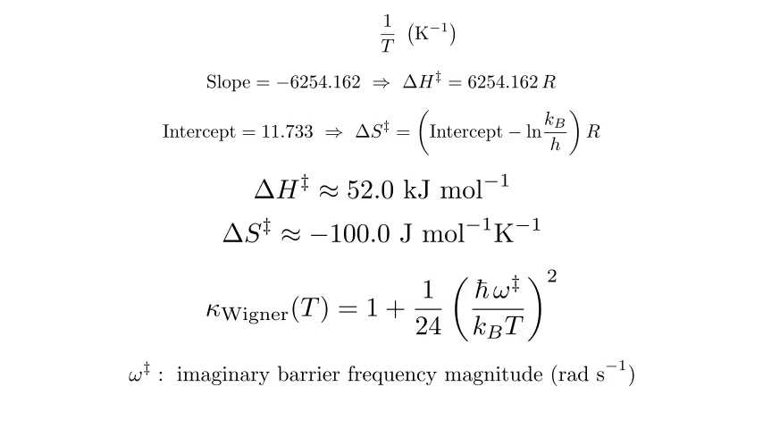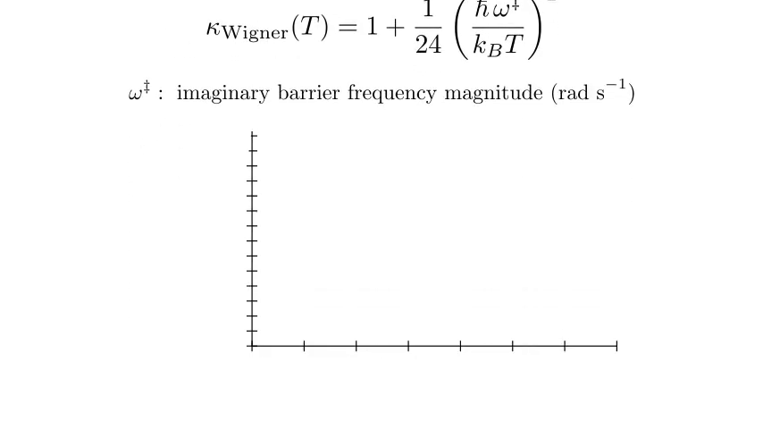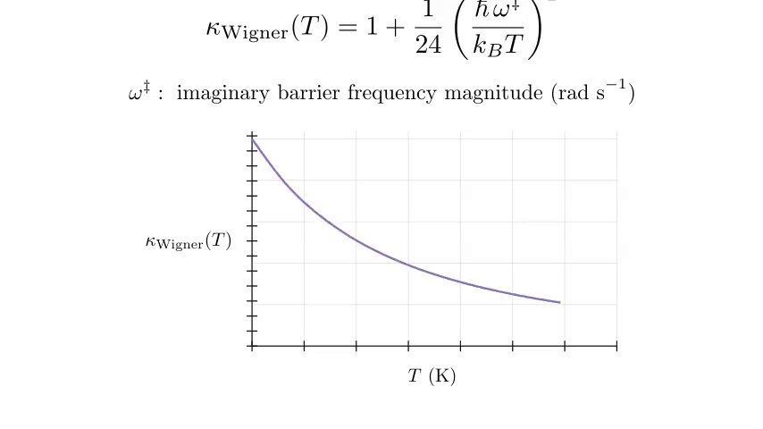Let's quantify the size of tunneling. We plot kappa of T versus temperature for a barrier curvature corresponding to 1,000 inverse centimeters. The correction decreases with increasing temperature. At 300 Kelvin it is large, and by 500 to 600 Kelvin it is smaller, but still non-negligible.